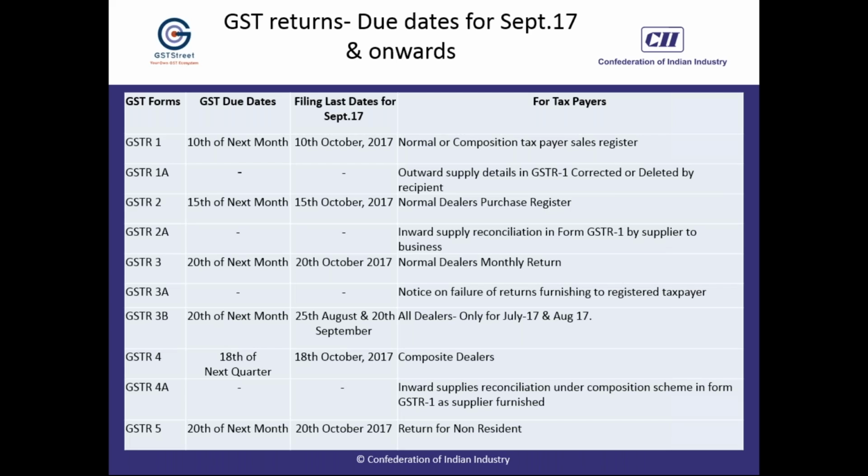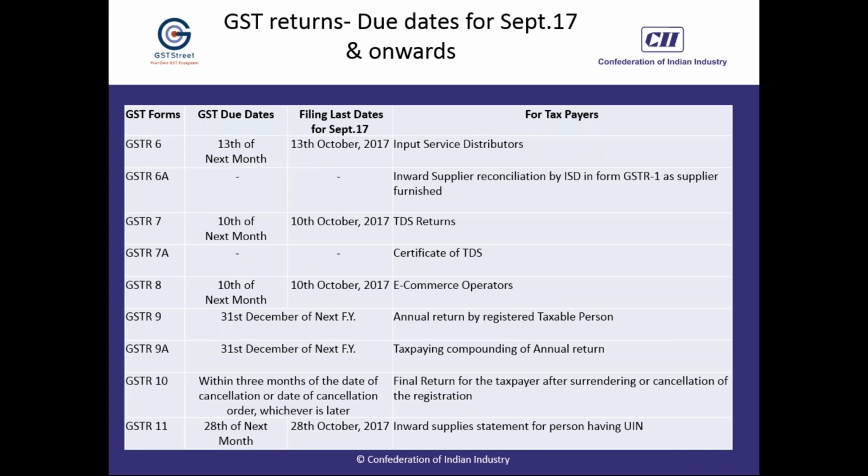Then this is a chart which is depicting the due dates for returns, the various kinds of returns and due dates. Wherever there are no dates mentioned, these are auto-populated kinds of returns. Most of them we have discussed, the main three are very important, and others are very special returns, like for composition dealers, or non-resident taxpayers, or TDS, tax deducted at source, or TCS, tax collected at source.